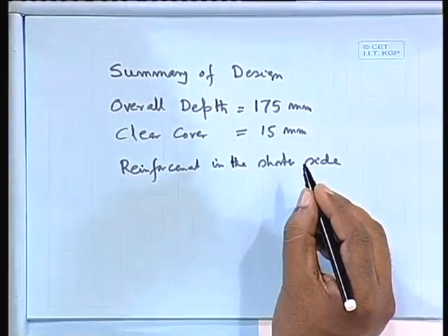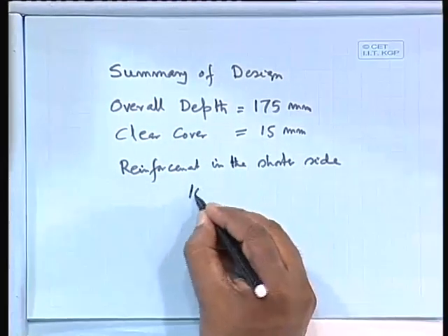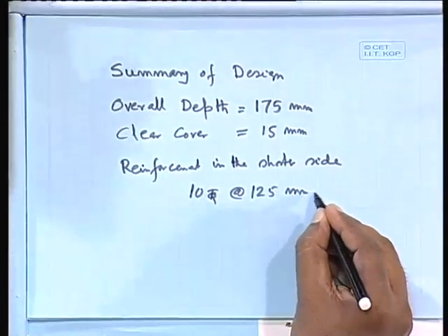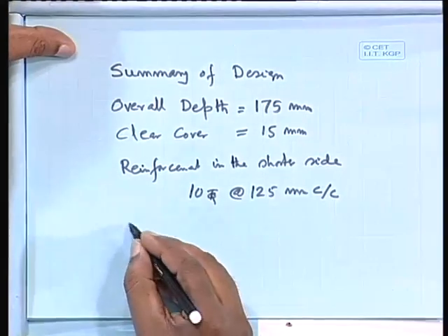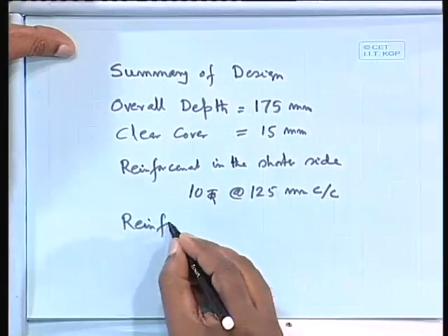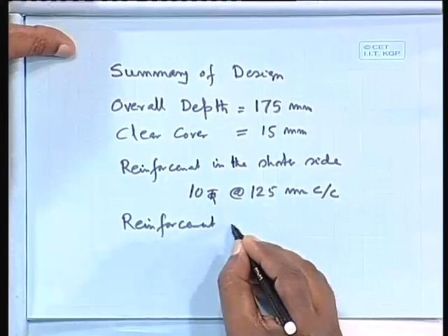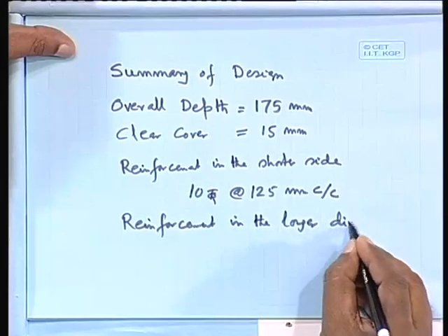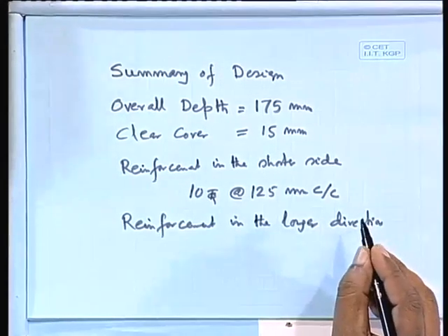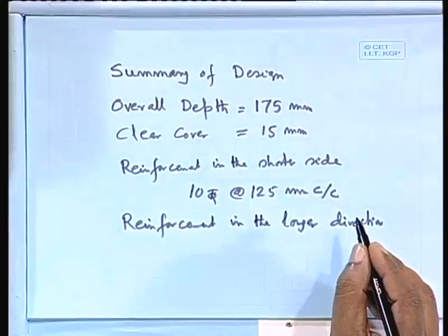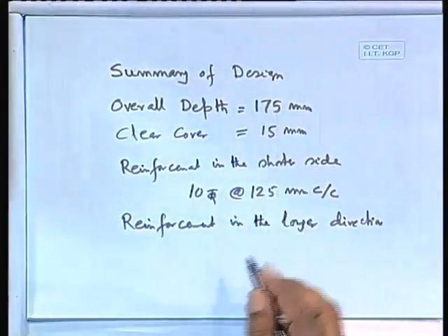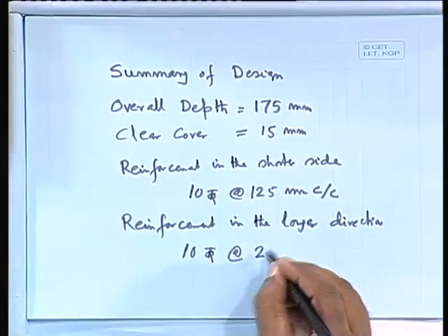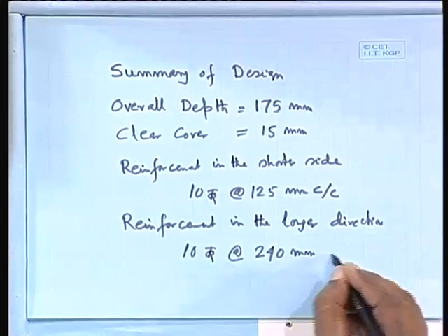How much reinforcement have we got in the shorter side? 10 torr at the rate of 125 millimeter center to center. Reinforcement in the longer direction, so that we are getting here 10 torr at the rate of 240 millimeter center to center.